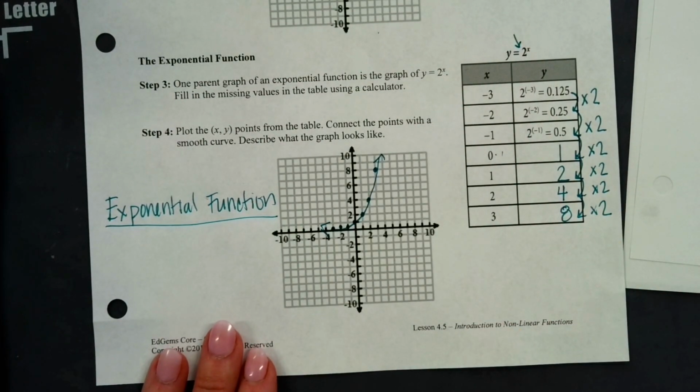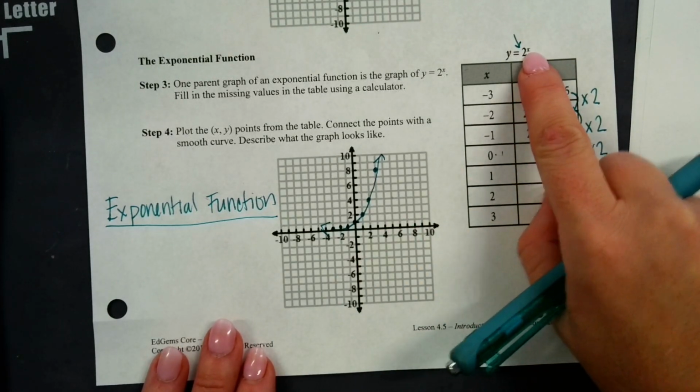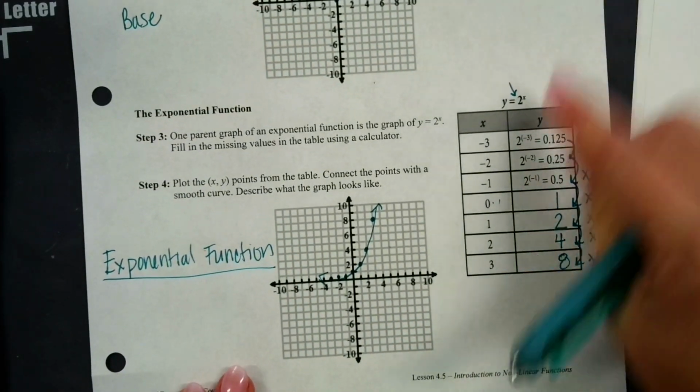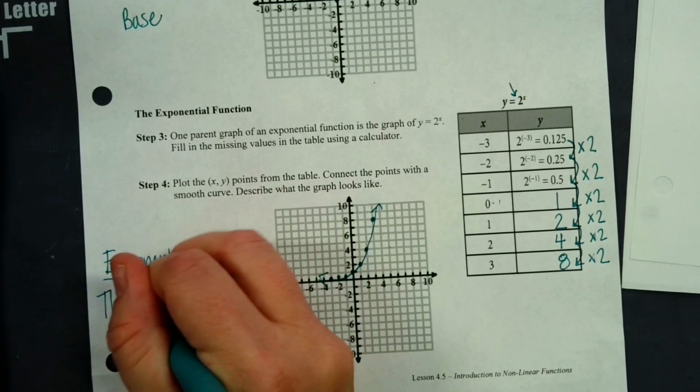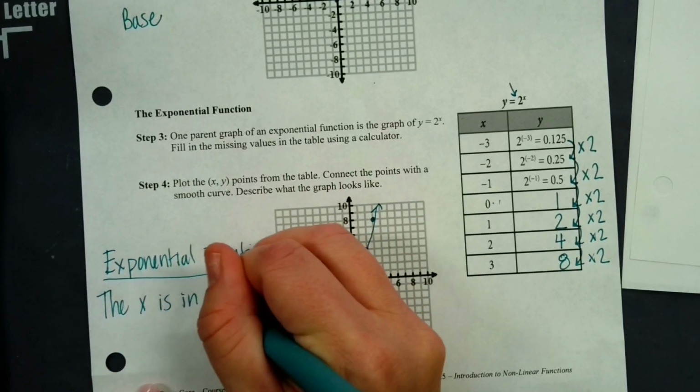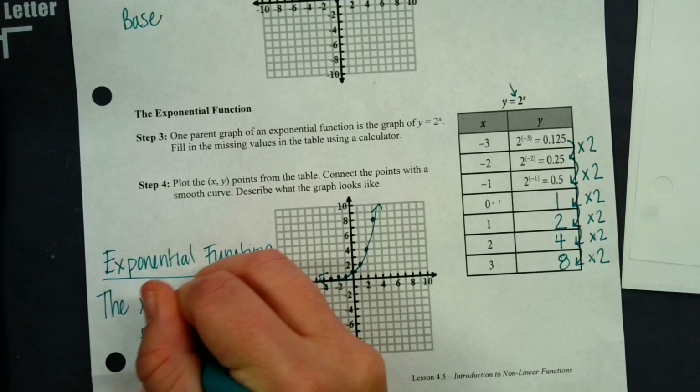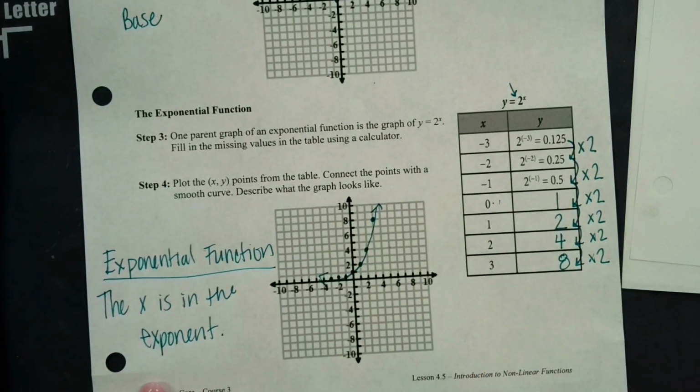Where do you notice the x is in our exponential function, in our equation? The x is where? It's in the exponent. Doesn't that kind of make sense? An exponential, the x is in the exponent. Kind of makes a little bit of sense.